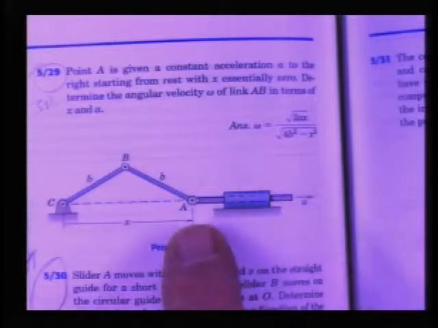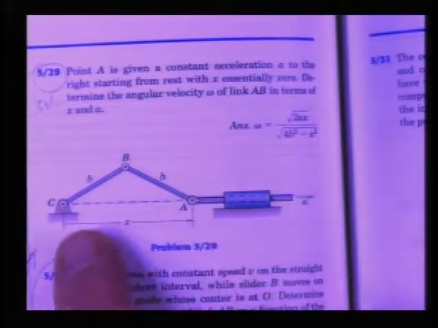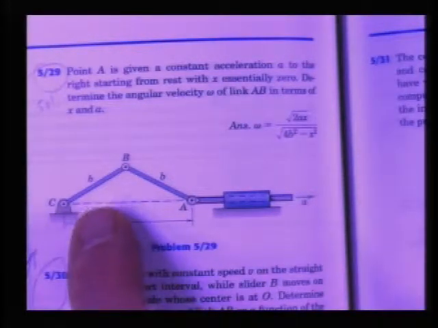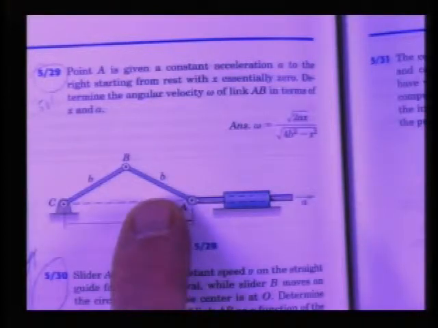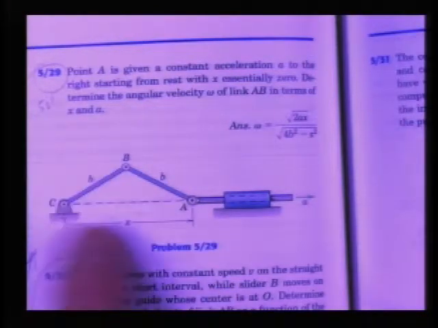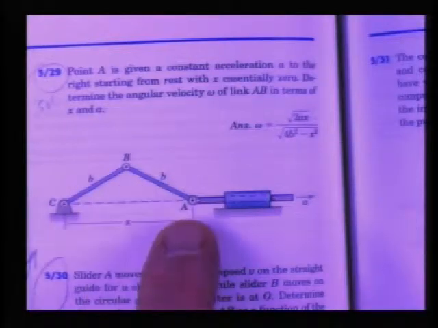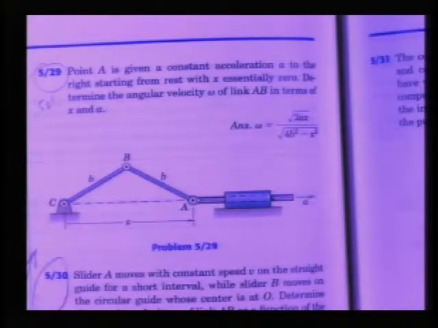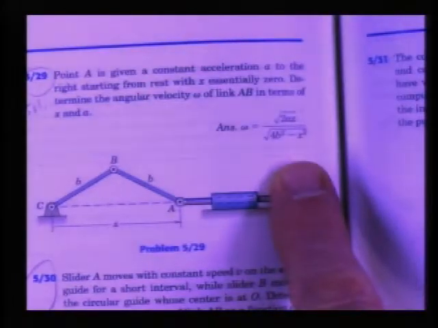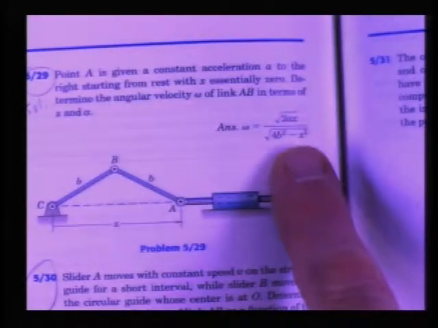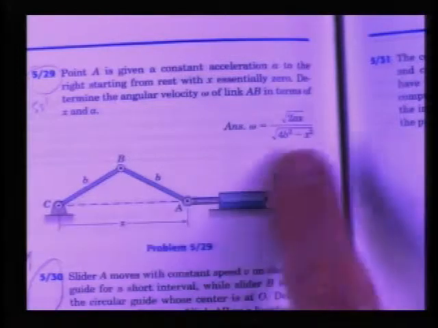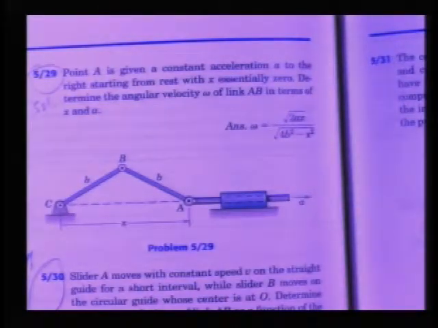It starts from rest with x essentially equal to 0, so the crank arm and the connecting rod are essentially vertical at the start of the motion. Determine the angular velocity of link AB in terms of x and a. They provide the answer, and it's only in terms of x and a and length b for that omega.